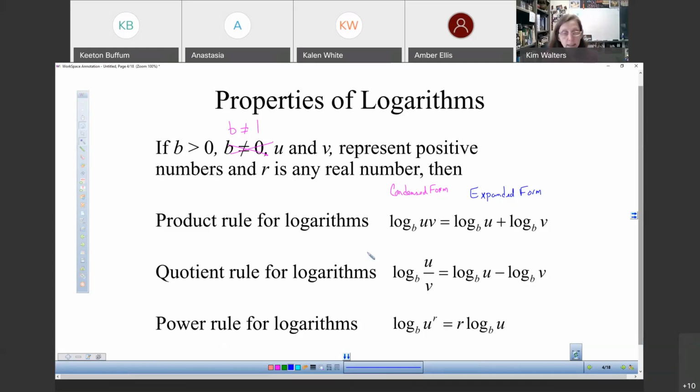Condensed form is what we typically like when we get ready to solve equations. Expanded form is what we like when we try to evaluate or simplify.